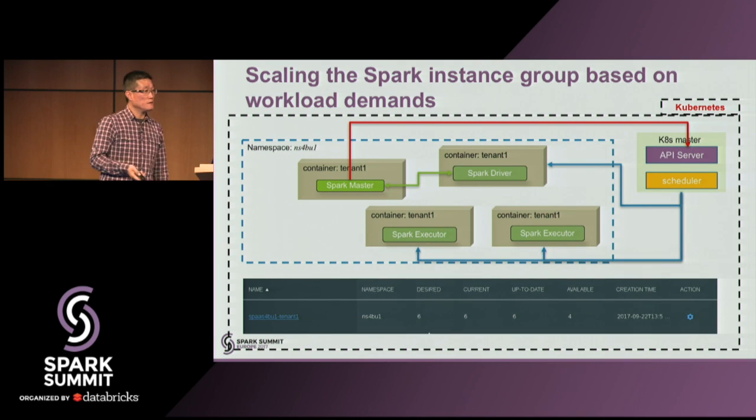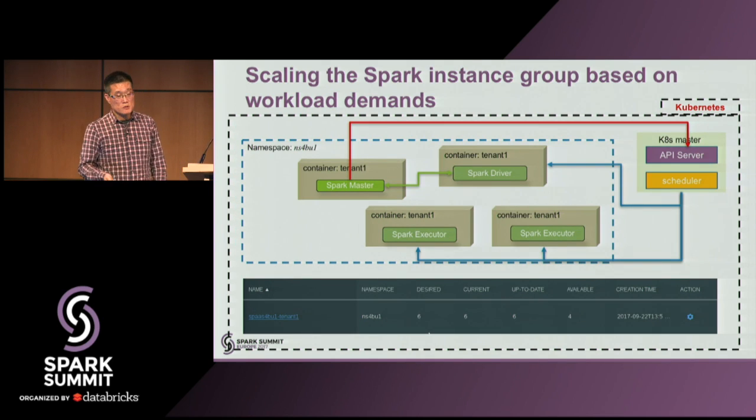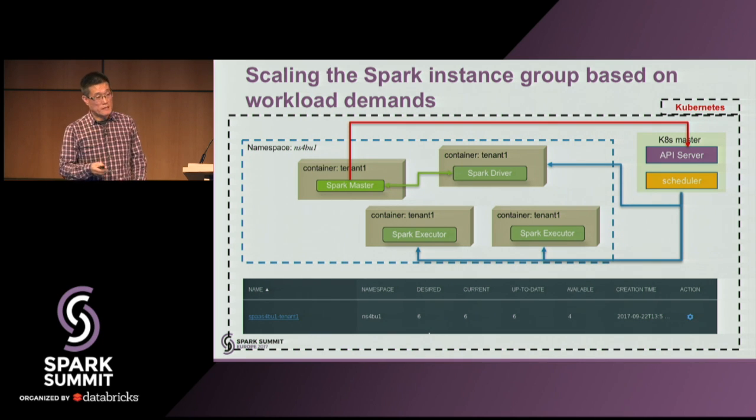The good thing is the story doesn't end with just a deployment. After this instance group is created, the user can log into the CWS endpoint and open the web GUI to submit their workload or start their notebook. That will trigger a real Spark workload in the instance group. That workload probably needs more containers to run in order to get better performance, as long as you have enough quota assigned to you.